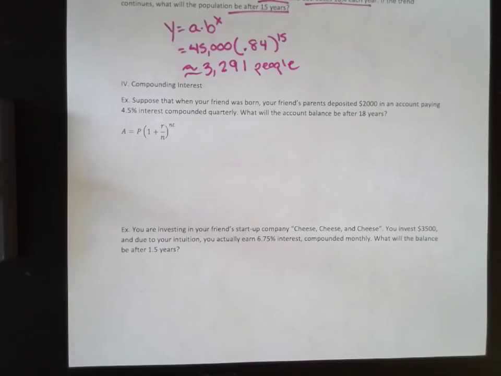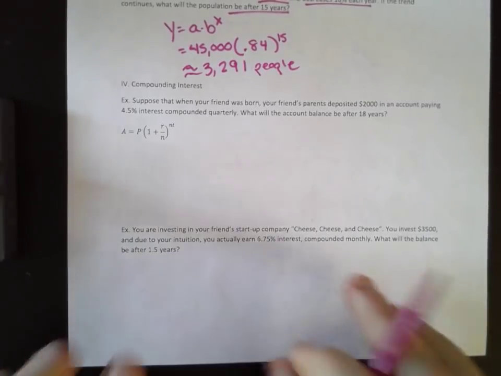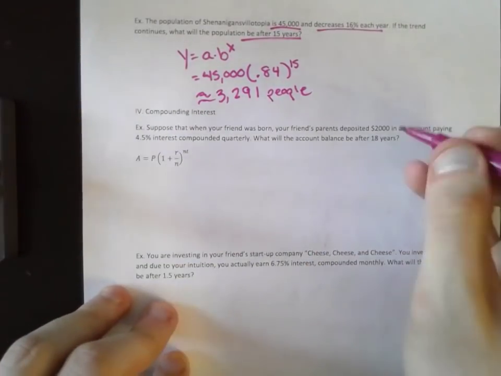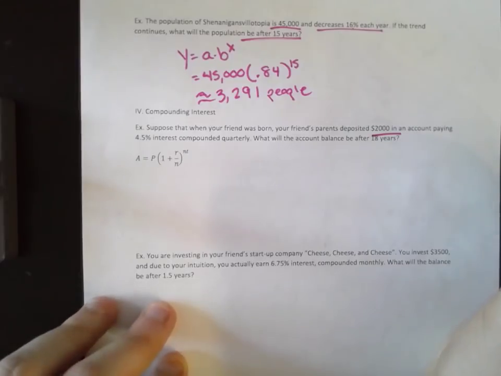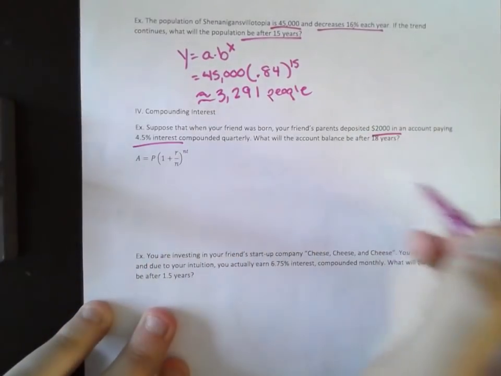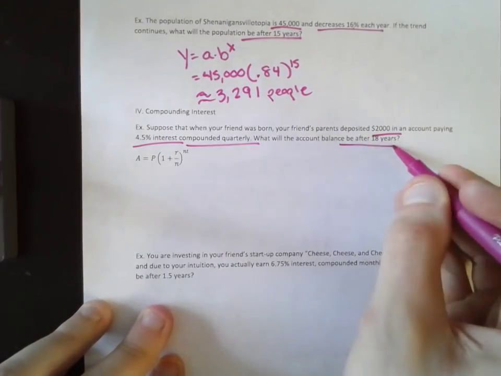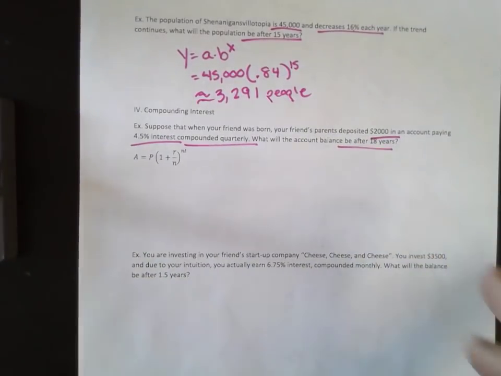So, compounding interest is how you're going to determine how much money you're going to have to pay back. So, for example, the first one, it says, suppose that when your friend was born, your friend's parents deposited $2,000 in a bank account paying 4.5% interest compounded quarterly. What will the account balance be after 18 years? So how much money will be in the account? The account starts at $2,000 and it gains 4.5% interest compounded quarterly each year.